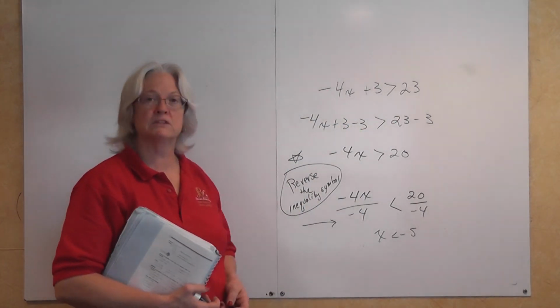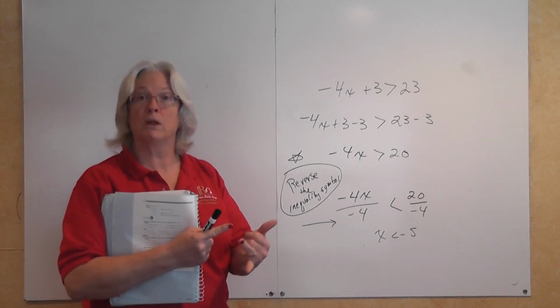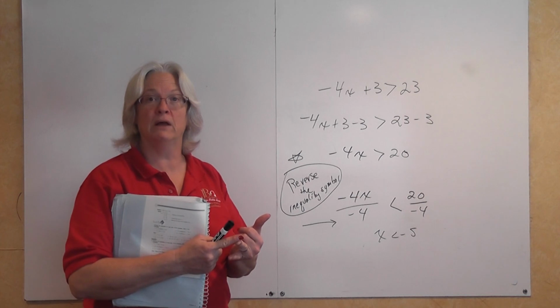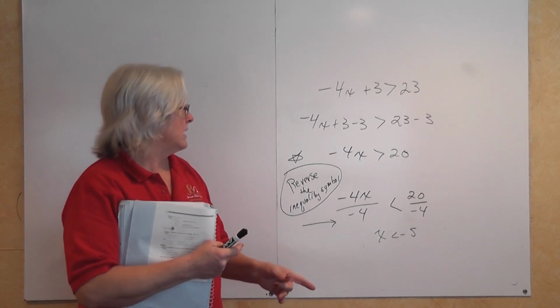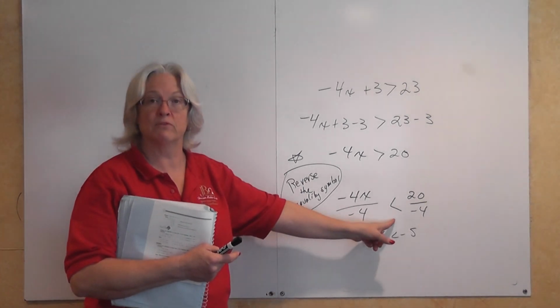Go ahead and work through these. They should be pretty straightforward. The only thing you need to remember is, multiply or divide an inequality by a negative number, and the direction of that inequality symbol must reverse.